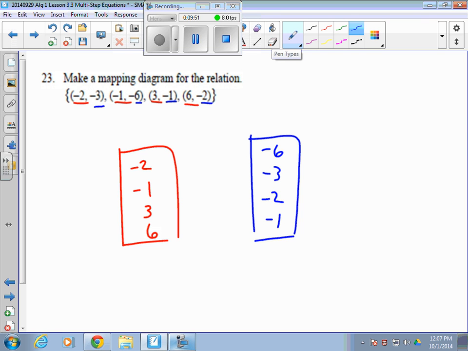And then use your relations, the ones that go with each other. Negative 2 goes with negative 3, negative 1 goes with negative 6, 3 goes with negative 1, and 6 goes with negative 2. There's a mapping diagram for the relation.